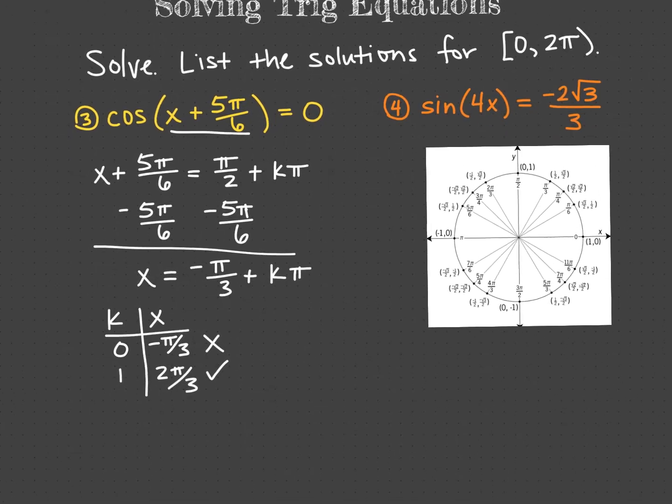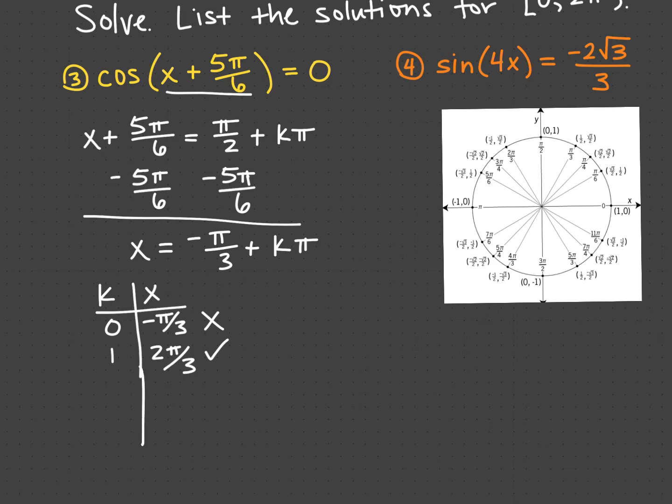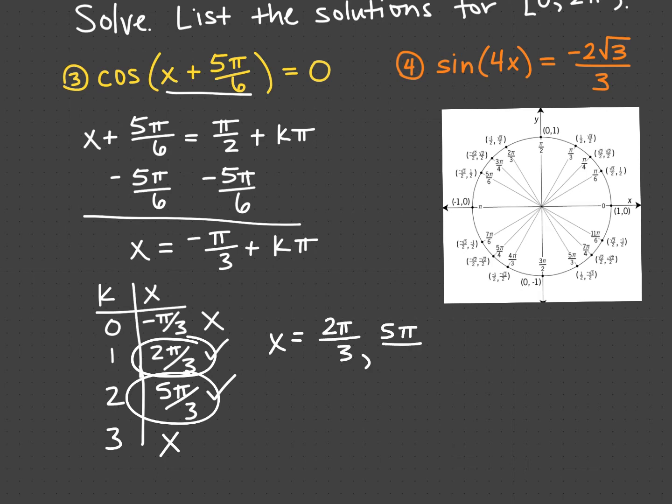Then next, let's see if we can go even bigger. Let's plug in 2 for k and see what happens. We'll just keep going until it's too big and it's past 2 pi. So if we plug in 2, we'd have negative pi over 3 plus 2 pi, which is negative pi over 3 plus 6 pi over 3. So that would give us 5 pi over 3. And 5 pi over 3 is less than 2 pi. 6 pi over 3 would be 2 pi, so that works. Now we're very close to 2 pi, so if we added another pi, if k was 3, we'd be too big. So we actually have two solutions here for x. Our two solutions are 2 pi over 3 and 5 pi over 3.